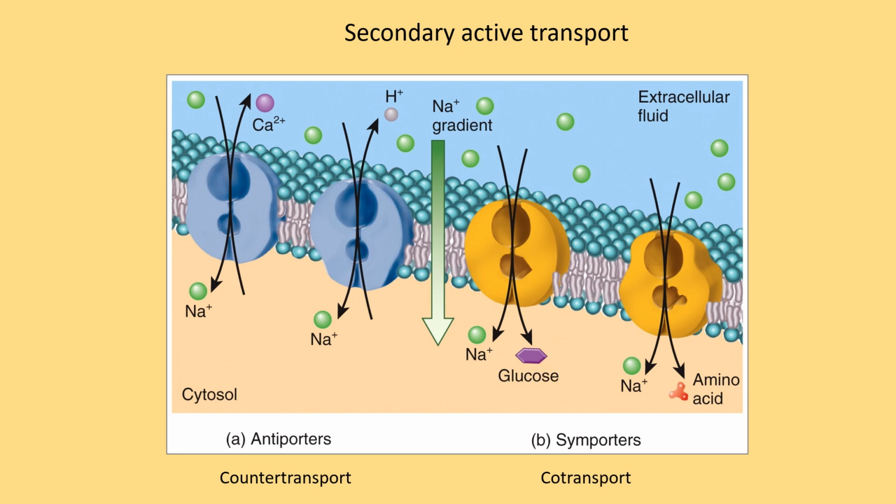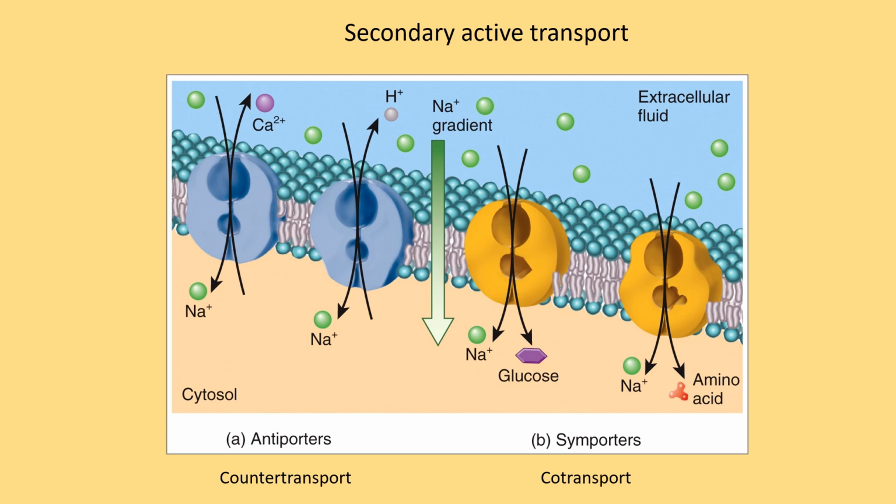So starting on the very left, we see an antiporter that is moving sodium in one direction and calcium in the other direction. And moving over to the other antiporter, we see an example of an antiporter that's moving sodium in one direction and hydrogen in the other direction. For symporters, we see two examples. Symporters move two substances in the same direction. So we see a sodium glucose symporter and we see a sodium amino acid symporter.